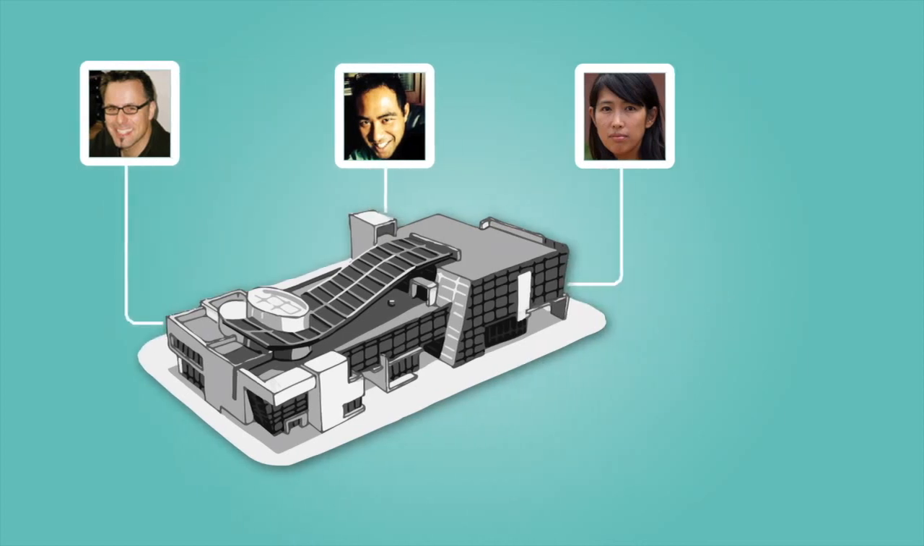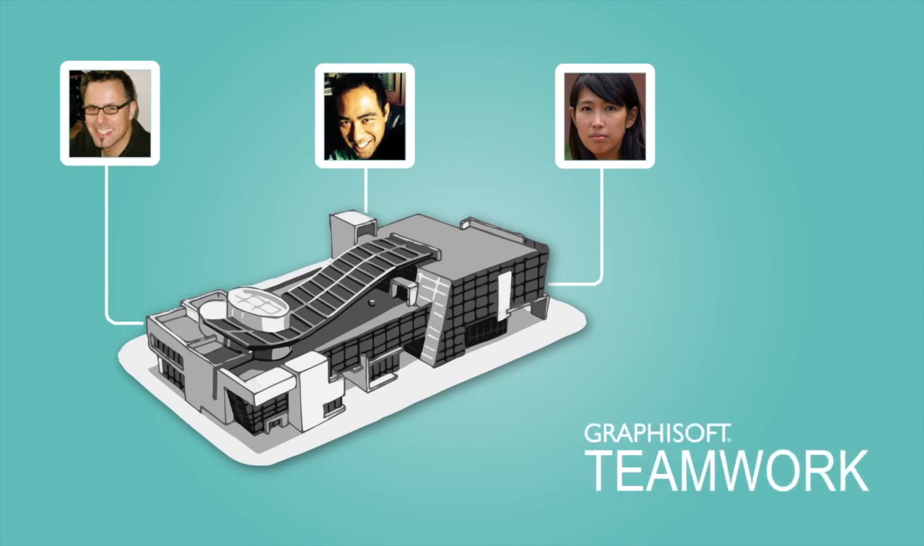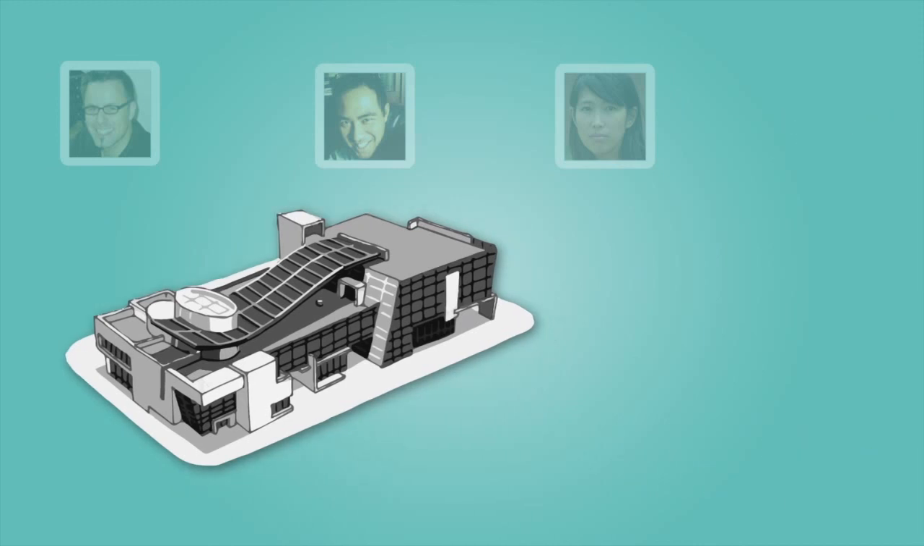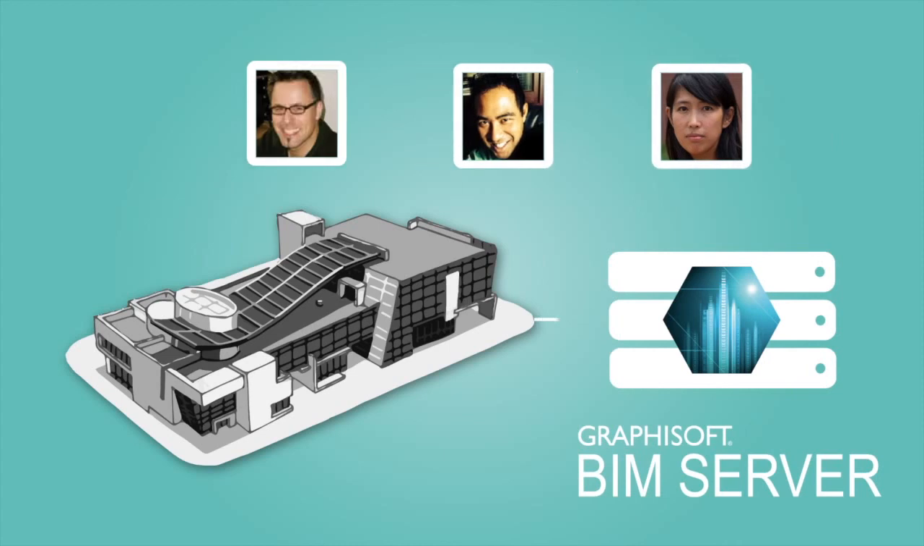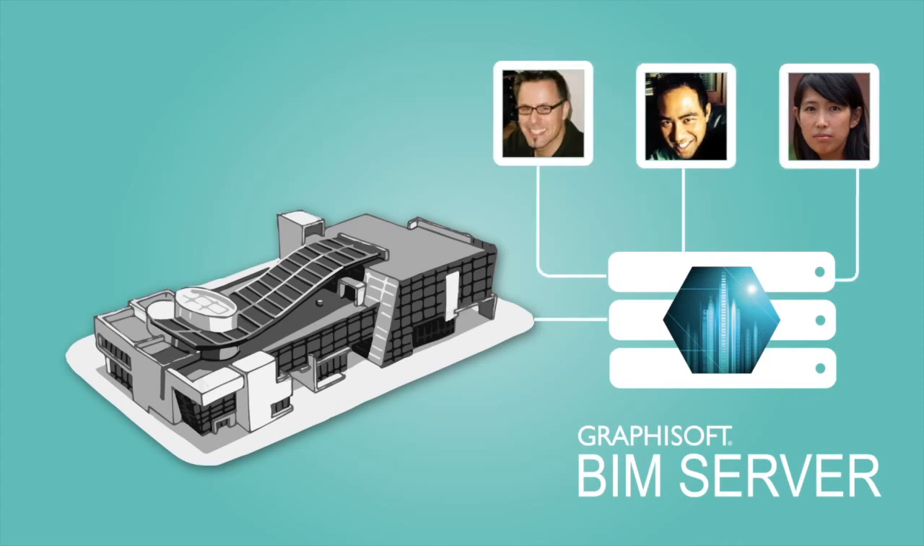Graphisoft was the first to develop the award-winning Teamwork solution back in 1997. As IT technology improved, many AEC firms reached the limits of the model-based design and documentation workflow. Graphisoft announced the BIM server in 2009, already using the Delta server technology to provide design teams an unprecedented level of accessibility, speed, flexibility, and management of BIM projects.